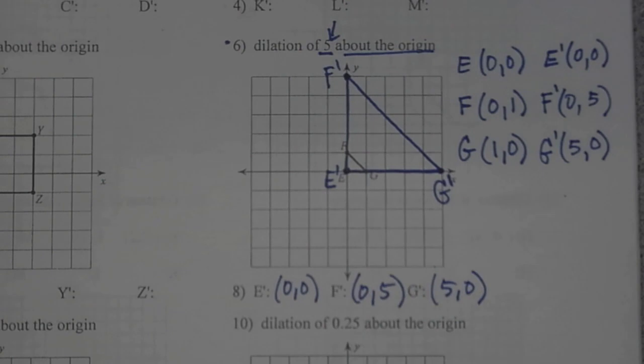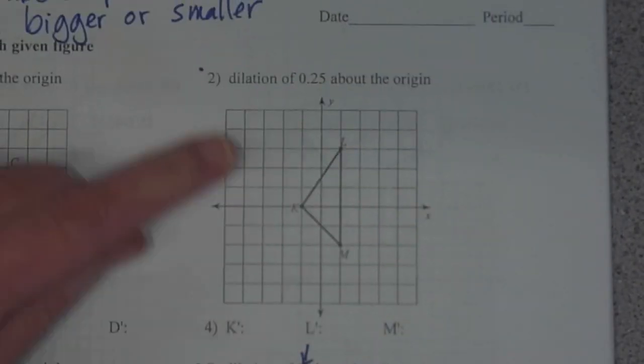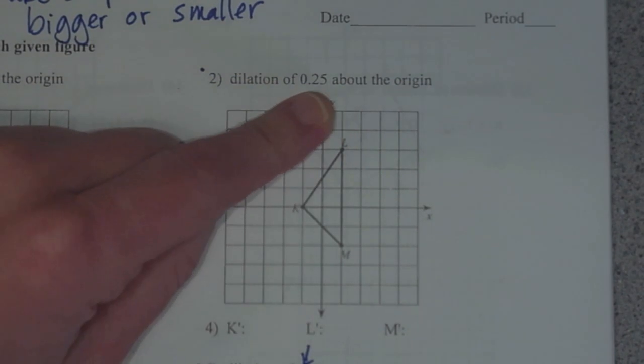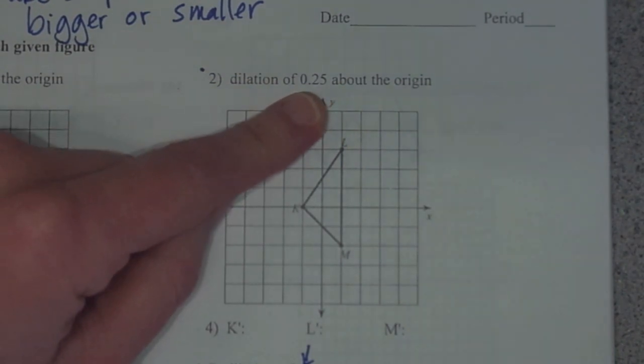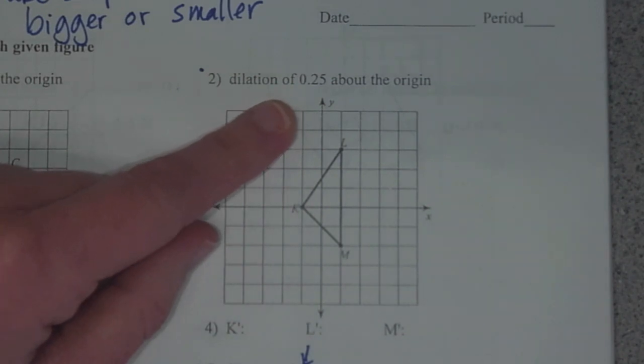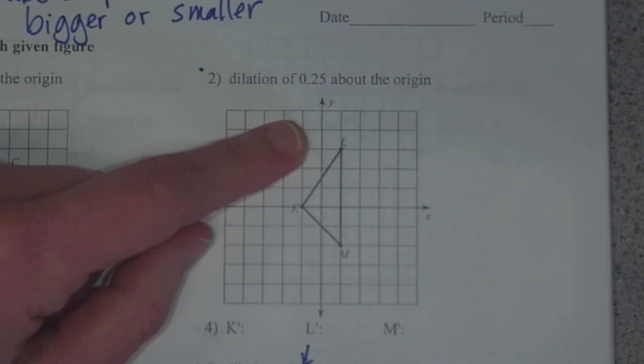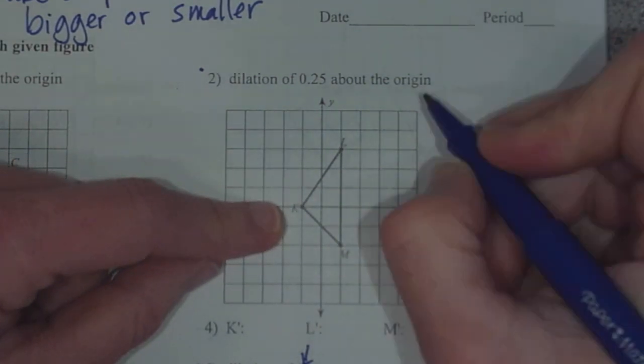Take a look now at number 2. So our dilation factor before was a 5, right? But now our dilation factor is 0.25. So do we think that triangle is going to get bigger or smaller? I don't know. What do you think? I do know that step 1 is still the same. You're going to take your 3 points and write out your ordered pairs. So we have K, L, and M.